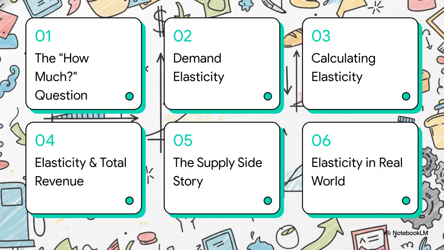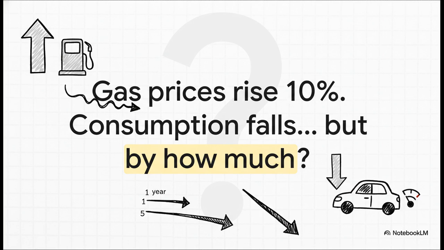So here's our game plan. We're going to start with that core how much question. Then we'll nail down the definition of demand elasticity before getting into the really important stuff: how to calculate it the right way using the midpoint method. Seriously, this is a must-know for any test. After that, we'll see how it all connects to total revenue, take a quick look at the supply side, and then apply everything to some fascinating real-world cases. Let's jump in.